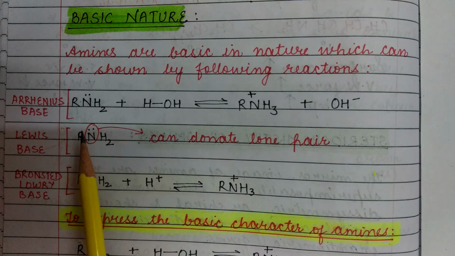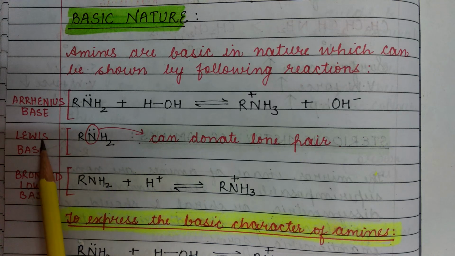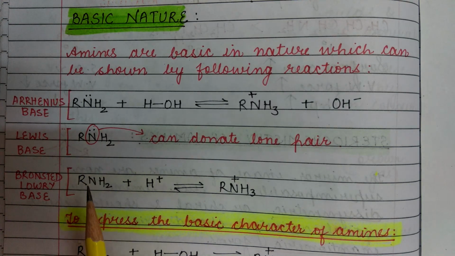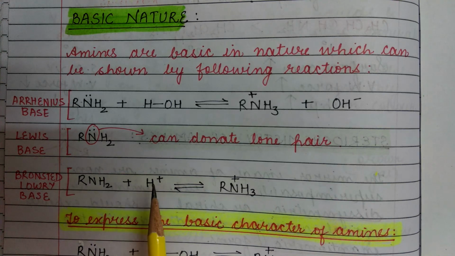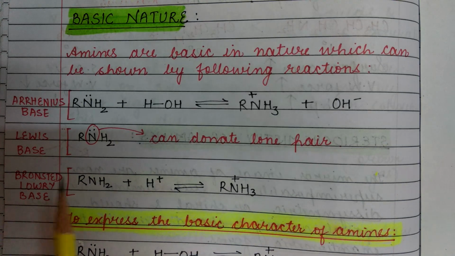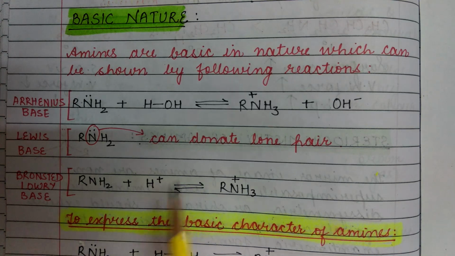Also, they have a lone pair to donate, so according to Lewis theory, they are basic in nature. Then again, they can accept H positive to form RNH3 positive. So they are Bronsted-Lowry bases also.